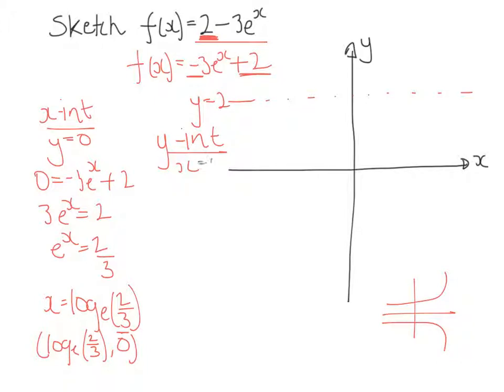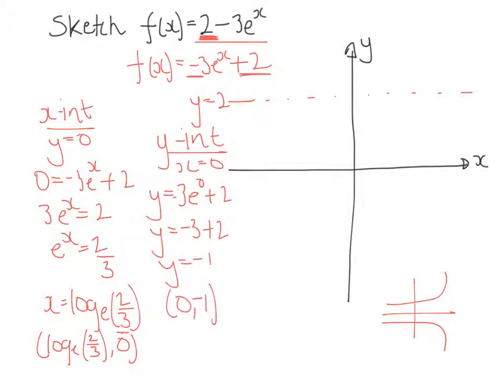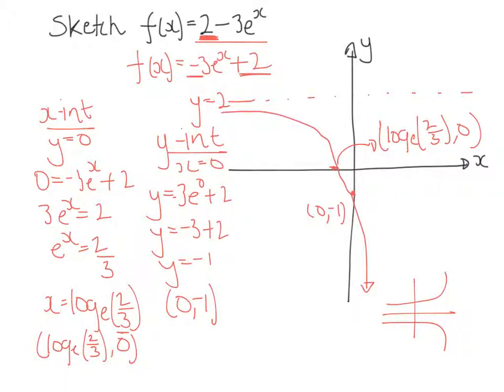Now what happens if we have to find the y-intercept? That'll be when x is equal to 0. So this will be -3e to the 0 plus 2, which is -3 plus 2, so y will be equal to -1. So our intercept will be (0, -1), down there, and our other intercept, which we'll label log base e of 2/3, 0. So our graph will come and go down there and through there and down like that.